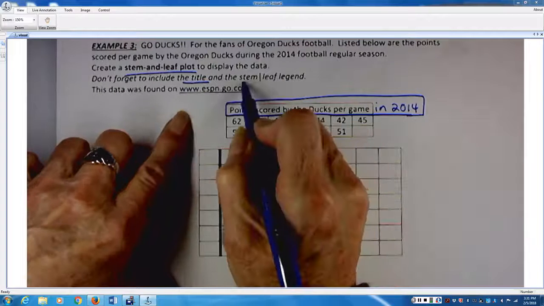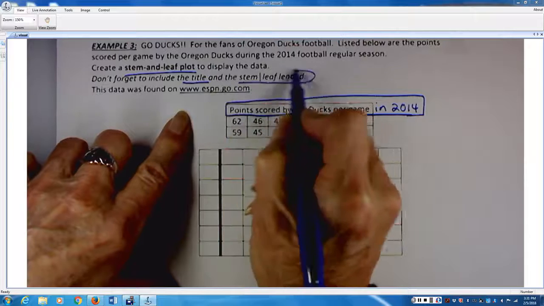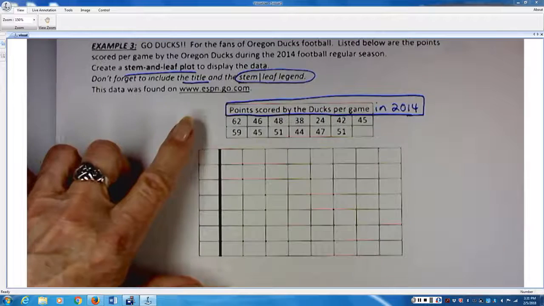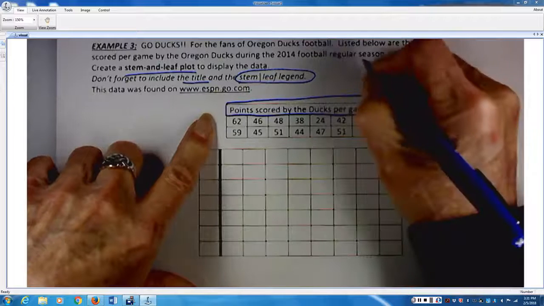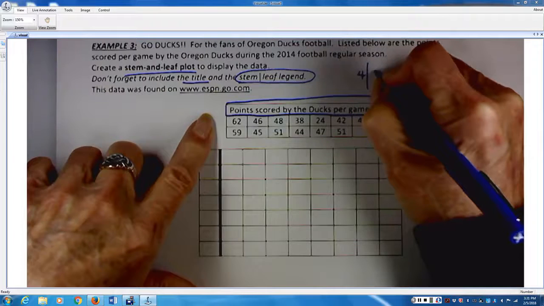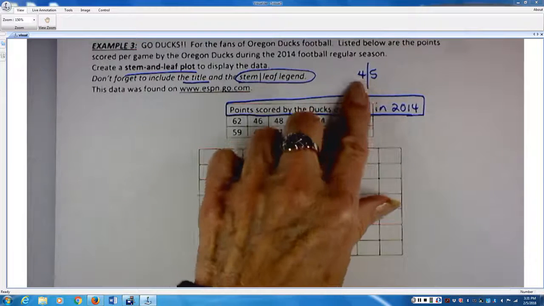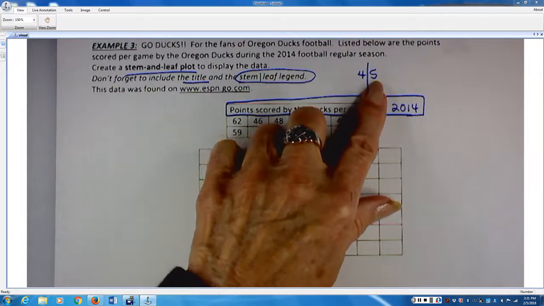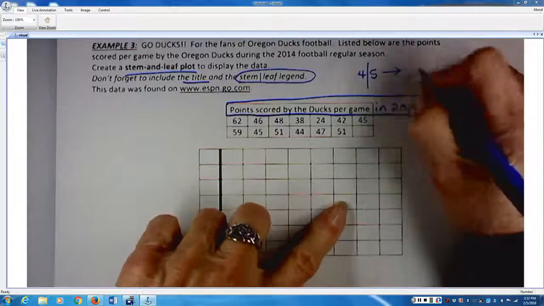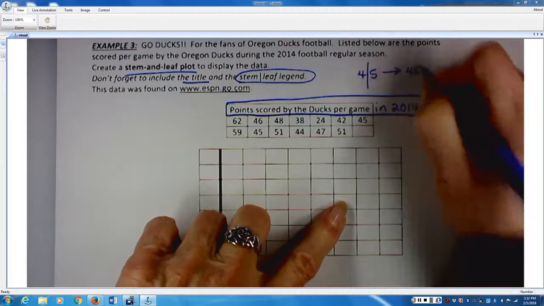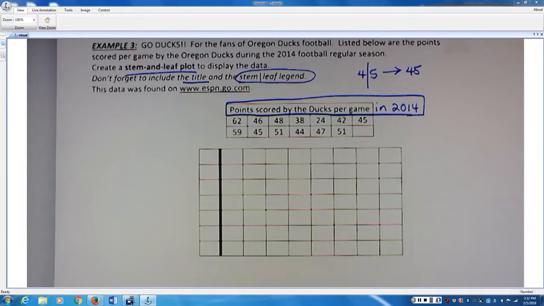We also want what's called the stem and leaf legend. And what that means is if I have a 4 and a 5, this is the stem and this is the leaf, and that represents the data value 45. And these are not hard to create.